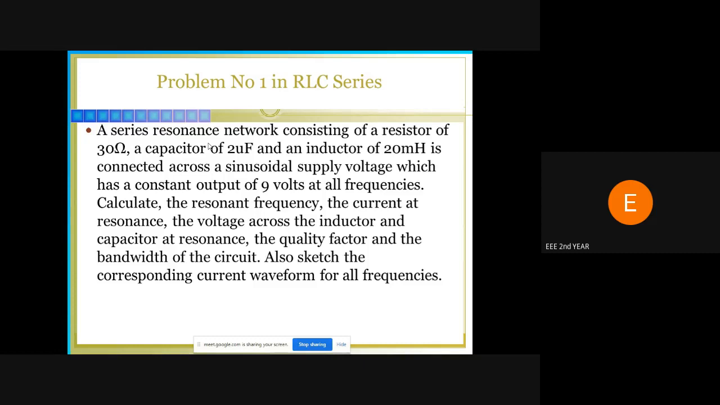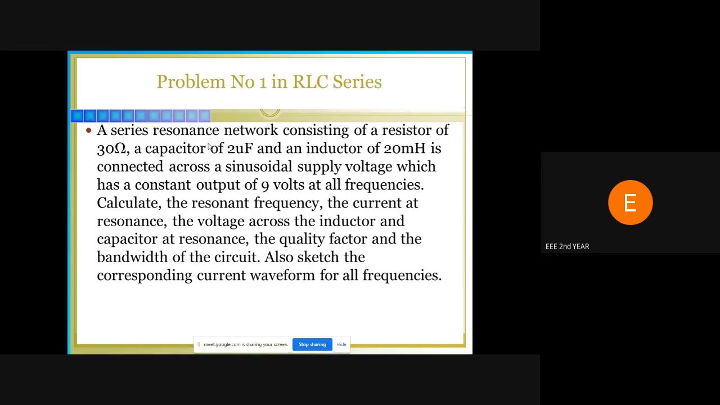See the problem: a series resonance network consisting of a resistor of 30 ohm, a capacitor of 2 microfarad and an inductor of 20 millihenry is connected across a sinusoidal supply voltage which has a constant output of 9 volt at all frequencies. Calculate the resonant frequency, the current at resonance condition, then the voltage across the inductor and the capacitor at resonance, then the quality factor and the bandwidth of the circuit. We have to calculate all those things. Also check the corresponding current waveform for all frequencies.